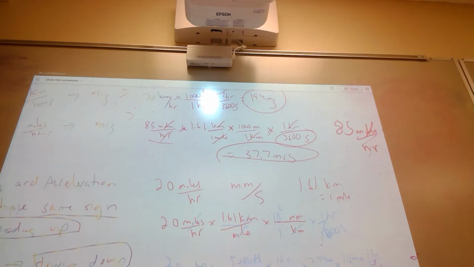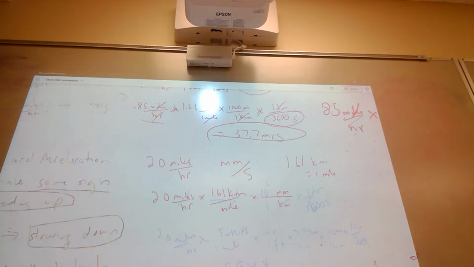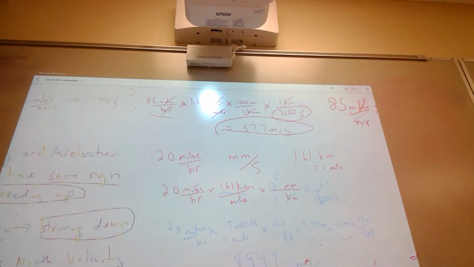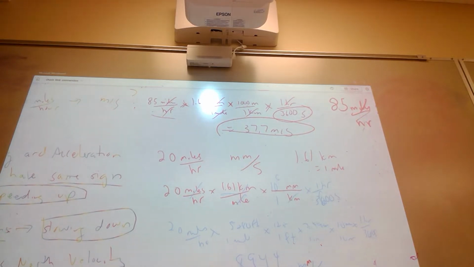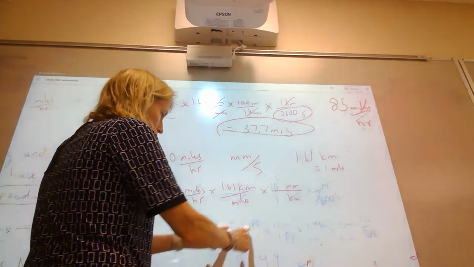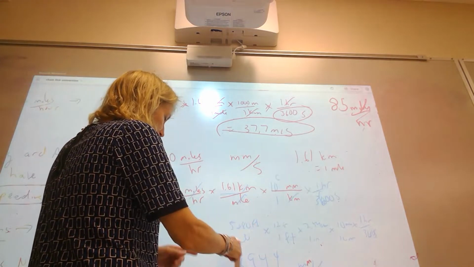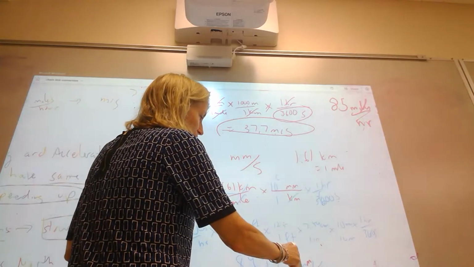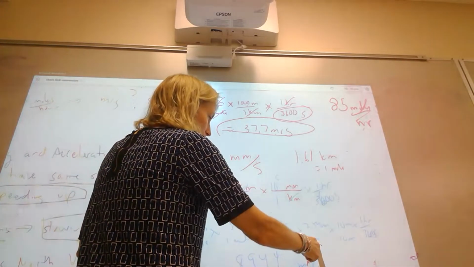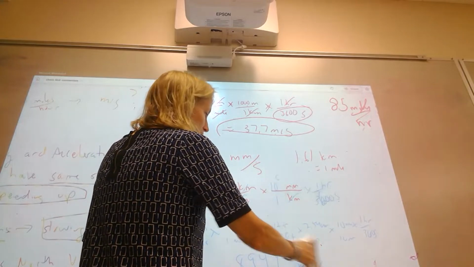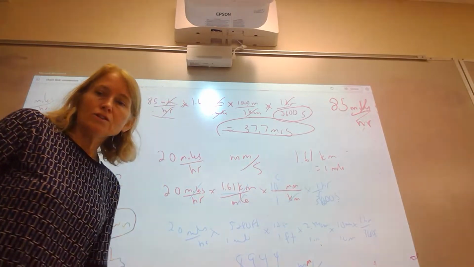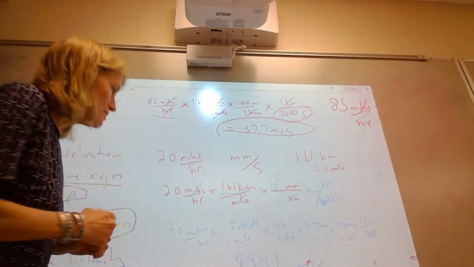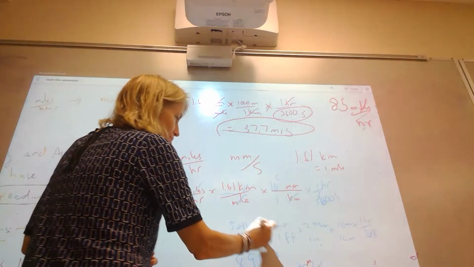Okay, there's different ways you can do this. Either way, this is what you should end up with. This is the way a lot of you did it. 20 miles per hour, 5,280 feet in a mile. We've canceled out miles. 12 inches or 1 foot, we've canceled out feet. 2.54 centimeters in an inch, we've canceled out inches. So you should write it out so that you can see what you're canceling out.